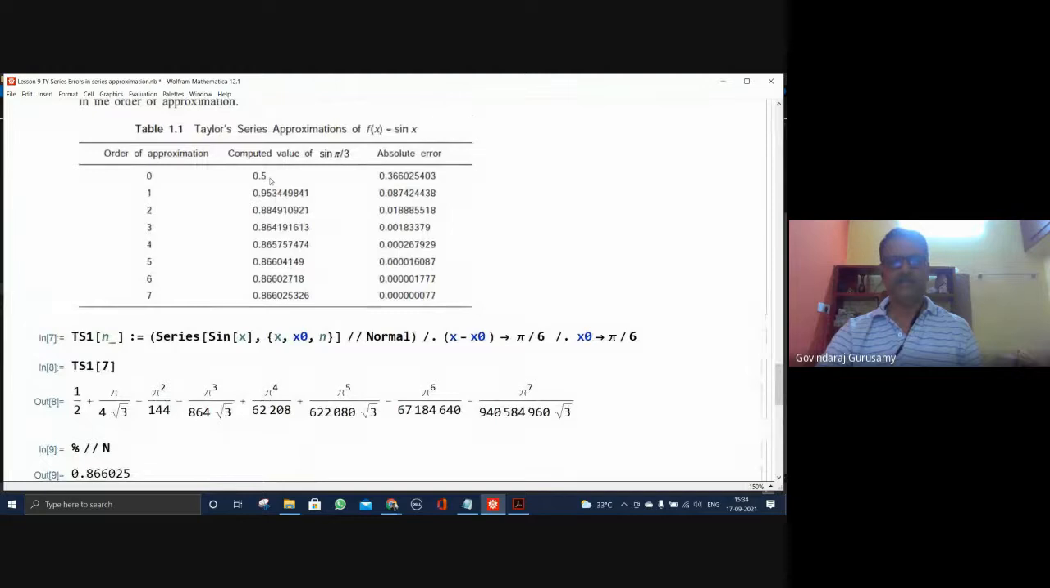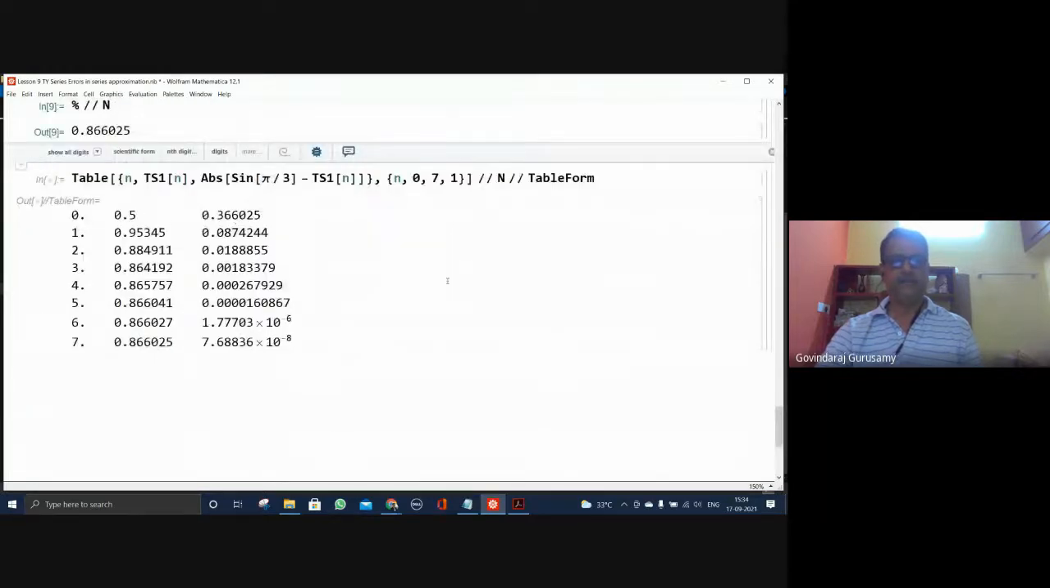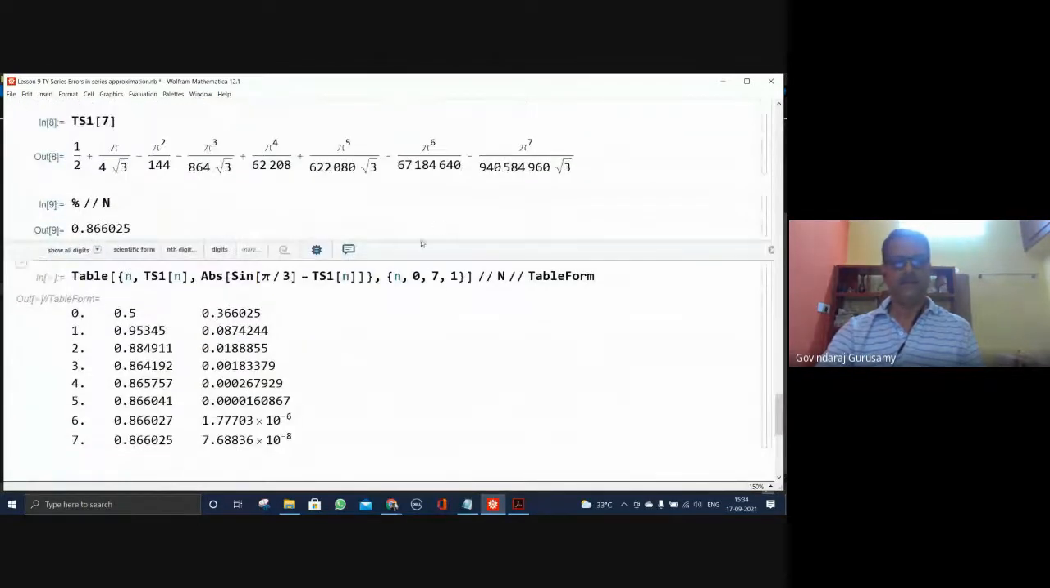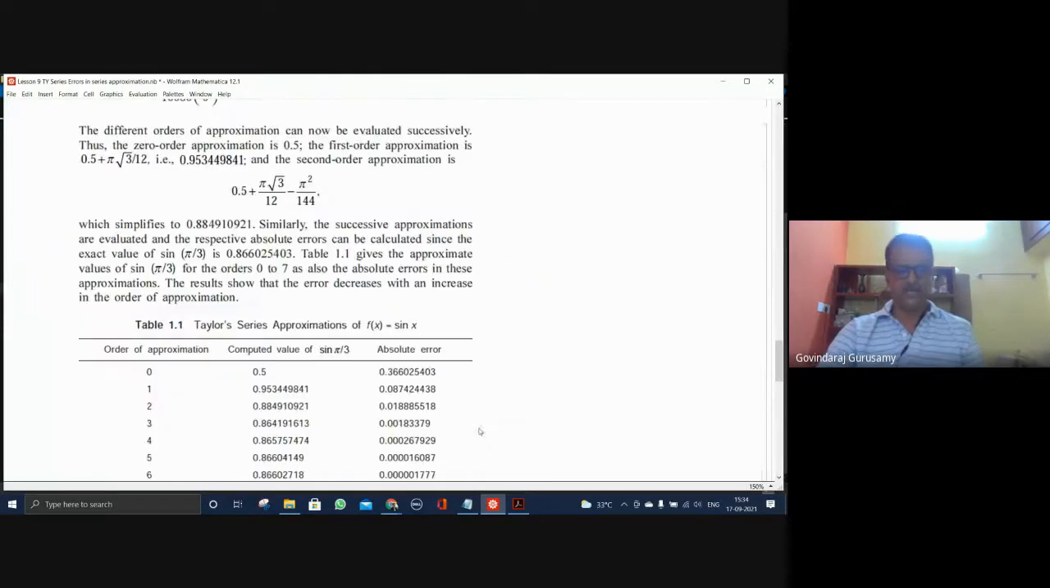Let's look at the first one. 0.5. Then 0.366025. That was the absolute error here. This is what the result is. You can decide the number of digits, put it in a padded form, and all these things that you have already learned can be done. Put it in exactly this table form.